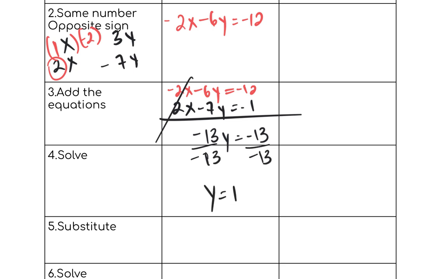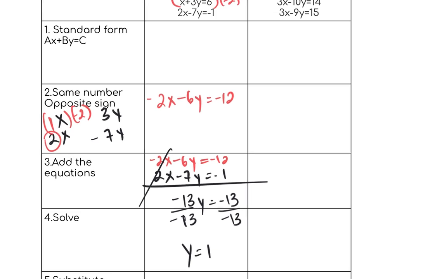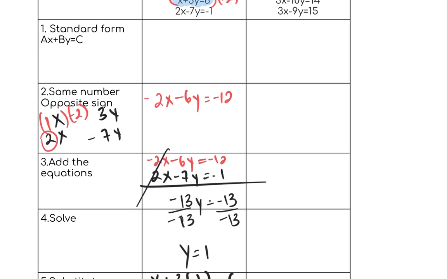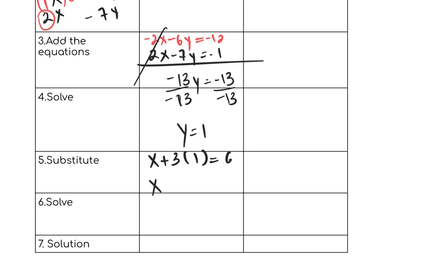That gives me y equals 1. Now that I know one of the answers, I can plug that into one of the original equations to solve. I'm going to pick that first one because that one already has x by itself, without a coefficient. So x plus 3y, which is 1, equal to 6. So that's x plus 3 equal to 6. Subtract the 3. X equals 3. So 3, 1. Like that.